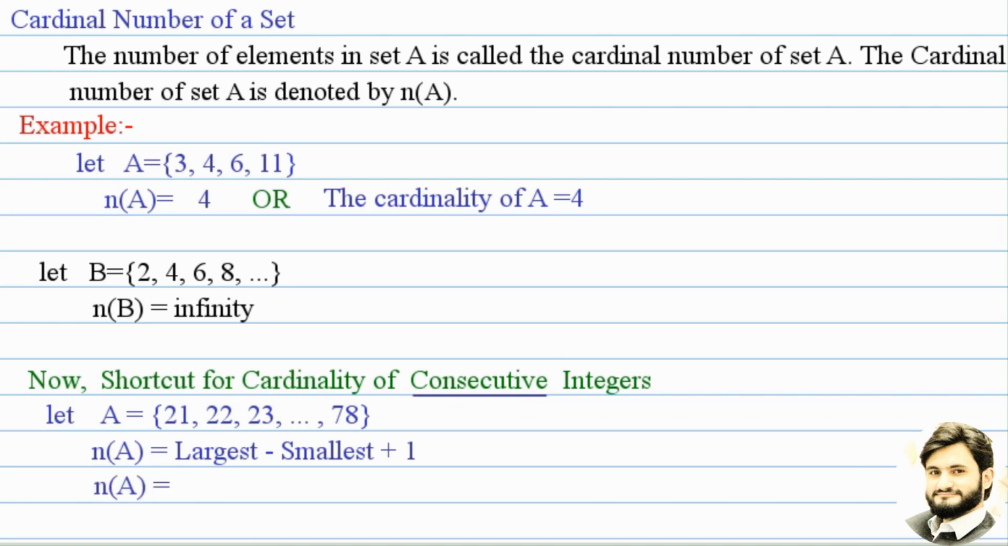So the largest number of the set A equal to 78 minus, and the smallest value of set A equal to 21, plus 1. So we get the cardinality of set A equal to 58.